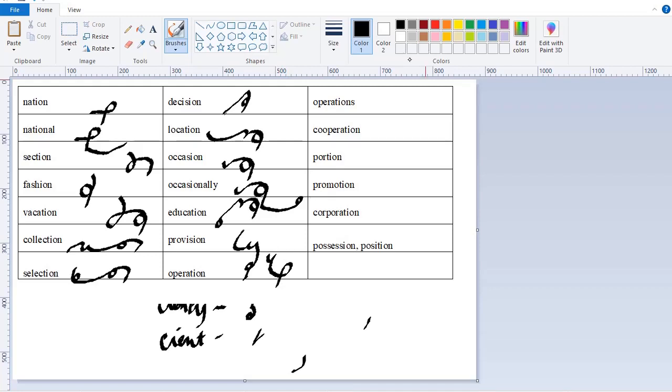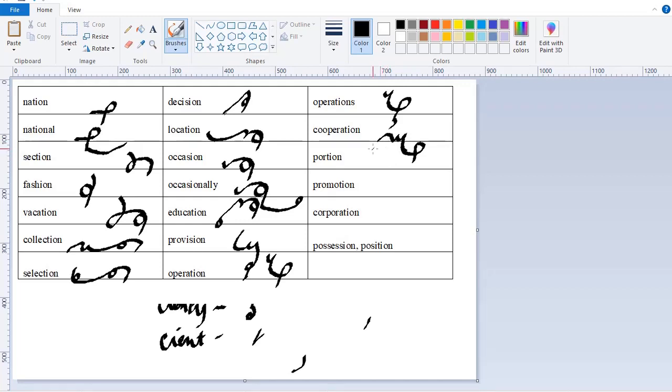Operation. Next, we have operations. Cooperation. So, it's double O. Cooperation. Next, we have portion.